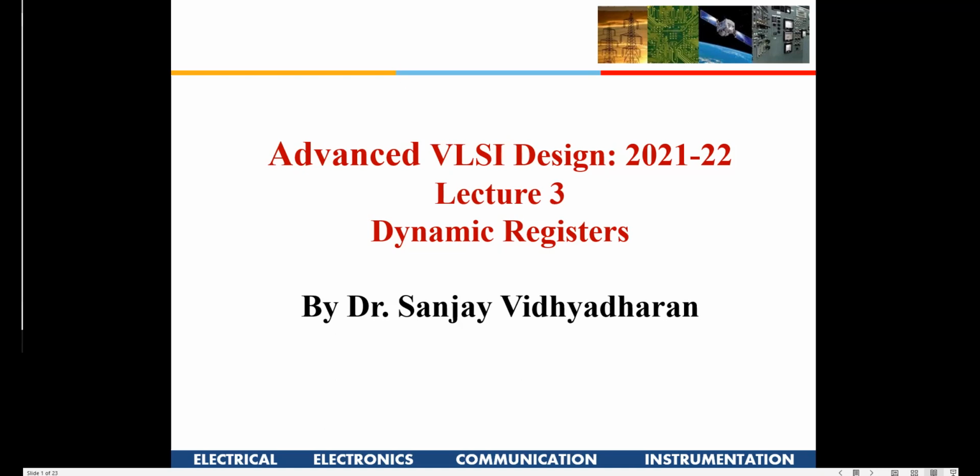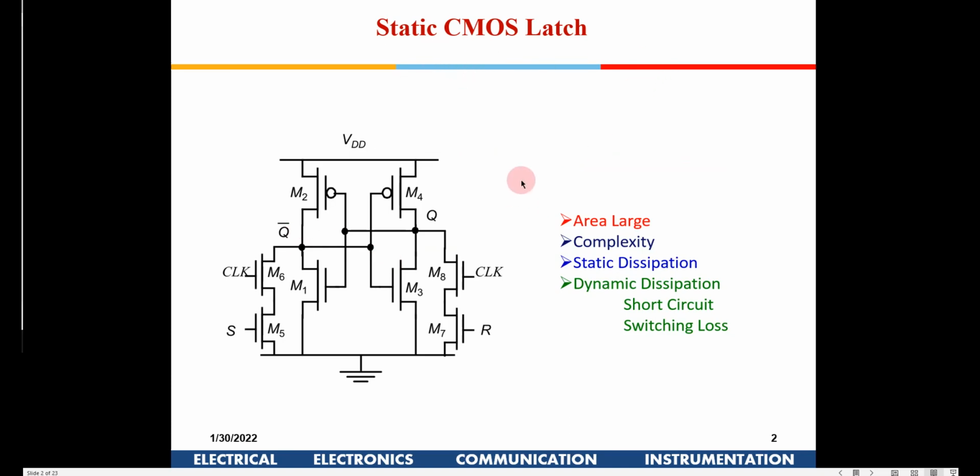So in the last class, what we learned was a little bit about static latches and static CMOS registers. Today I'm going to introduce you to a new concept, which is known as dynamic registers. As in the static CMOS, there are a few drawbacks which we'll again revisit. One is a large area. That means if you see, this is a simple SR latch, it requires around 8 transistors, right?